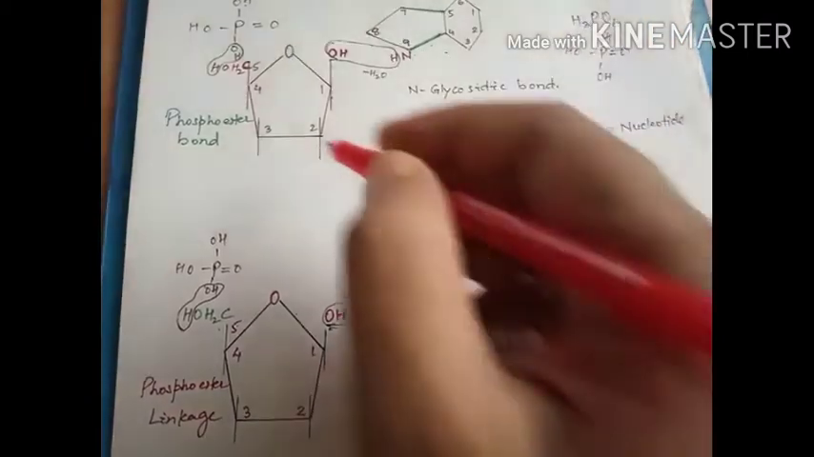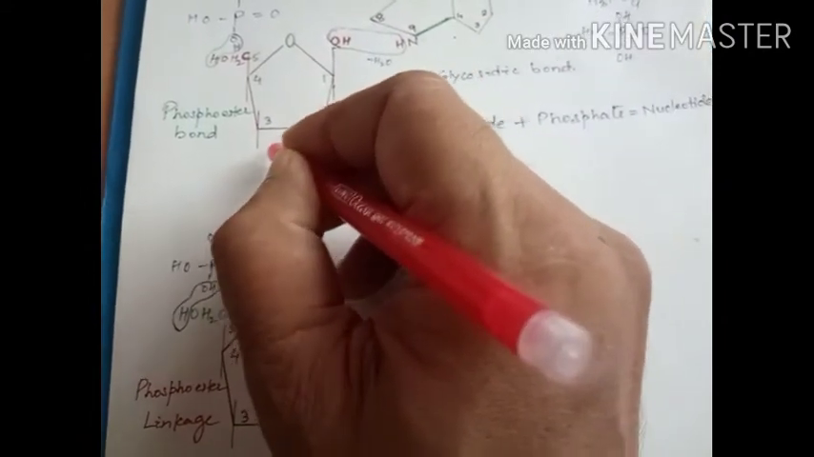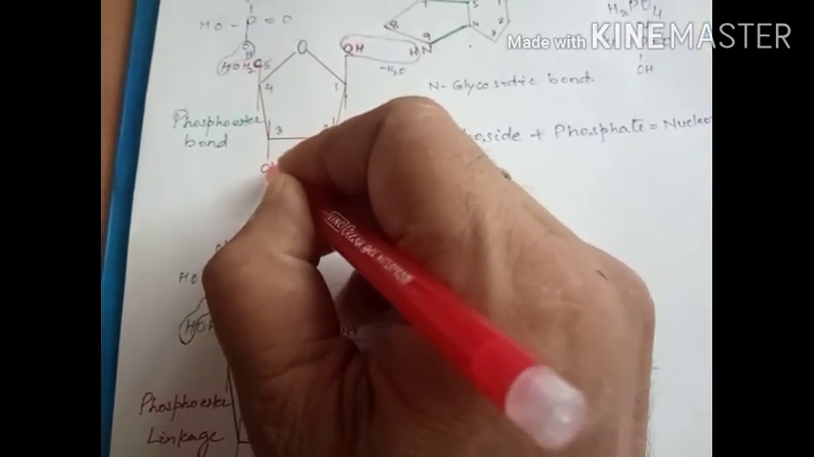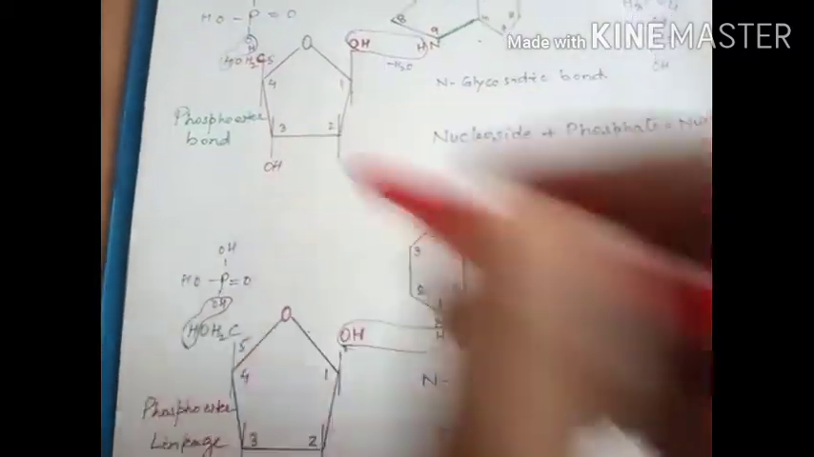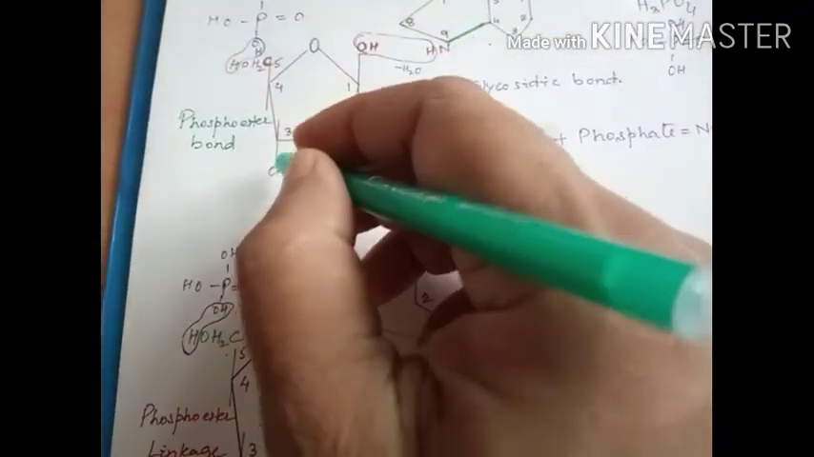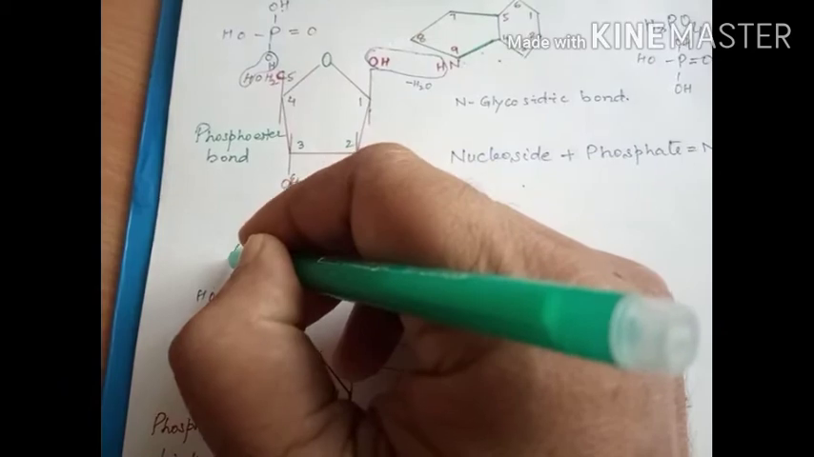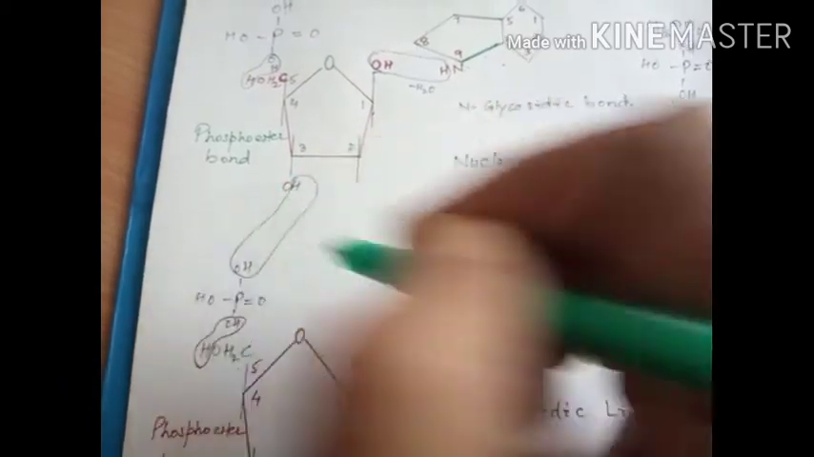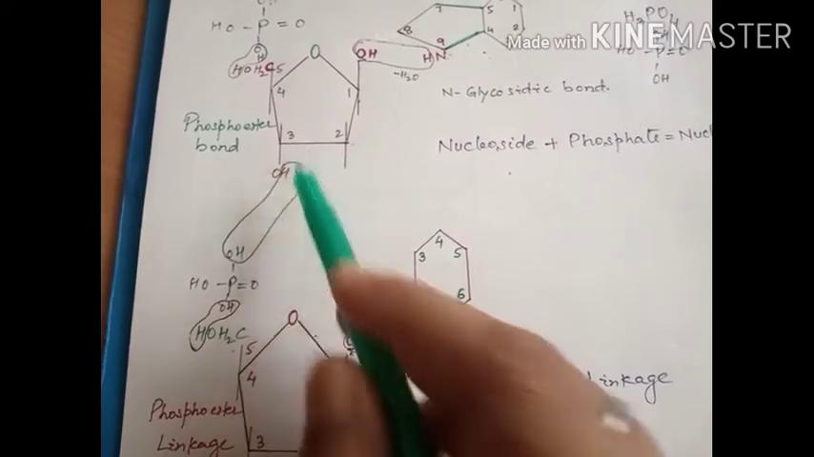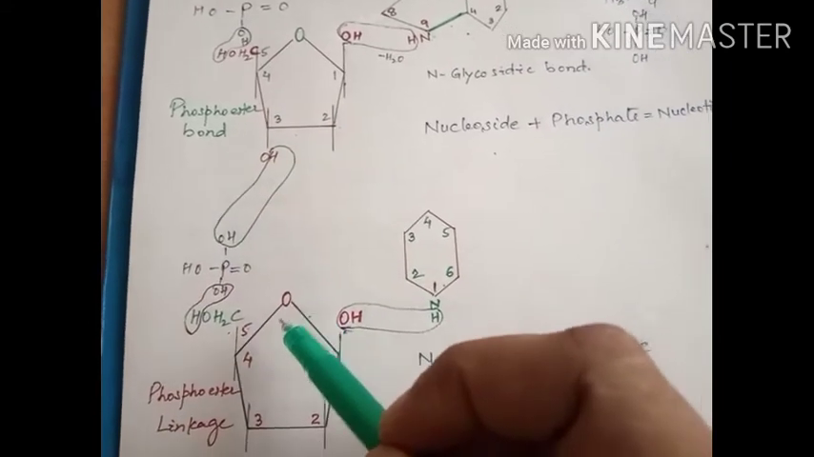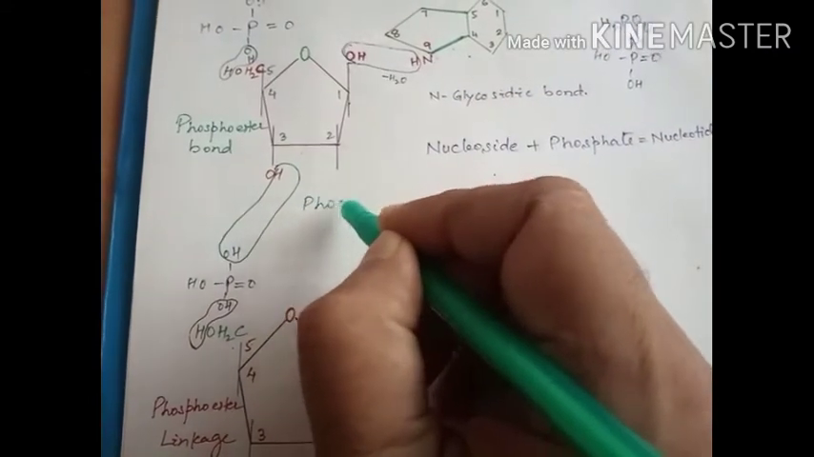So here, the 3' position of the first pentose sugar, which is at the top, joins with the phosphate group. Again a molecule of water would be removed, and then it will join with this nucleotide molecule with the help of a phosphodiester bond.